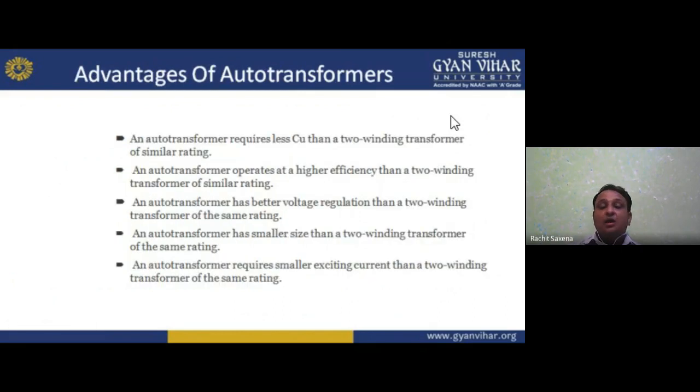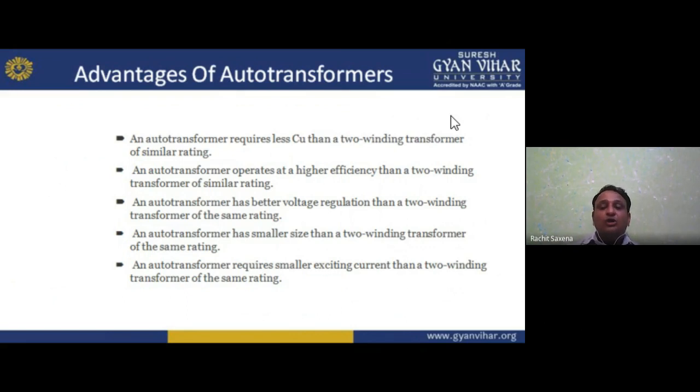Now what are the advantages of auto transformer? Why are we using this auto transformer in the power system? There are some good things with it. First, an auto transformer requires less copper than a two winding transformer of similar rating. Why? Because we are using only one winding. In comparison with the two winding transformer, I am using less copper for a similar rating.